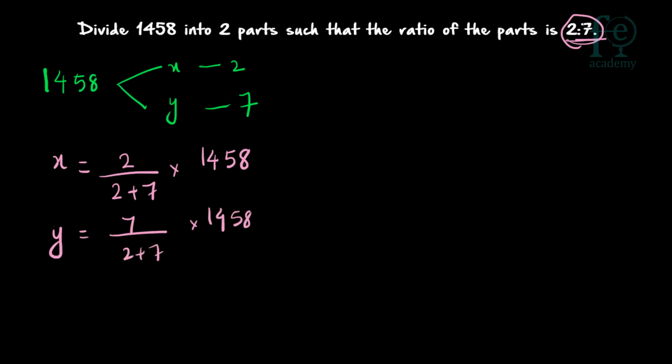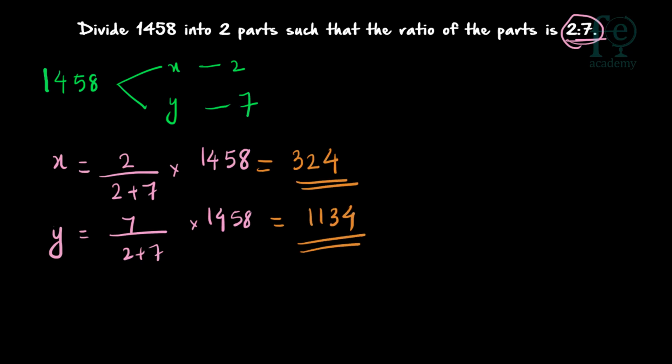You have to add the ratio, 2 and 7, you have to add. So you will be getting the total. So x is 2 divided by 2 plus 7 into 1458, and y will be equal to 7 divided by 2 plus 7 into 1458. So what you will be getting? 2 by 9 into 1458, which gives you 324 here, and your y will be equal to 1134. So this will be your answer.